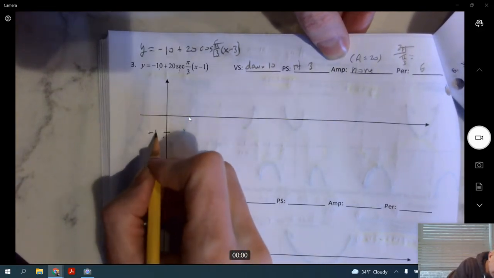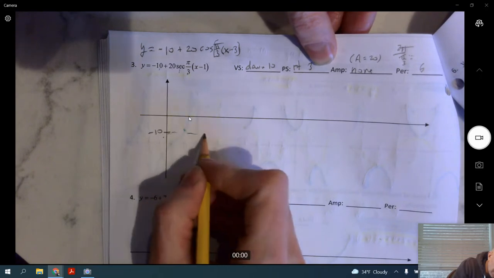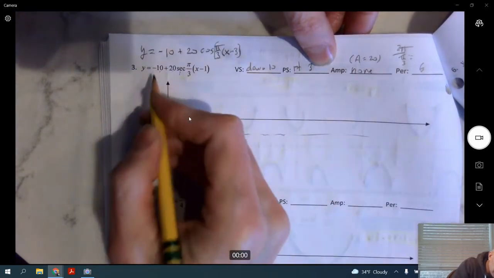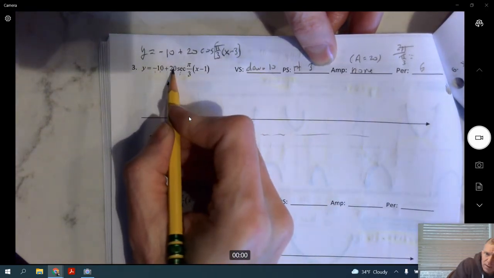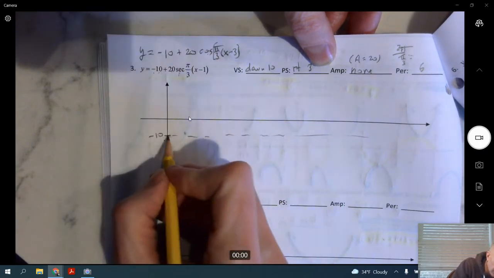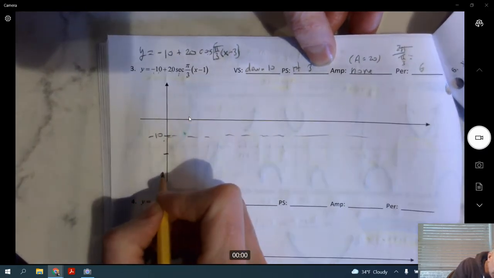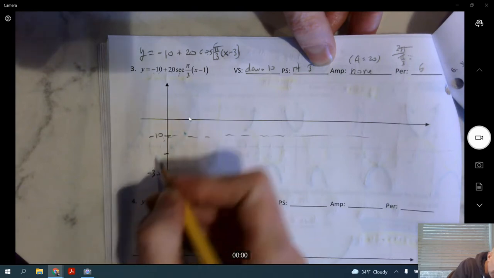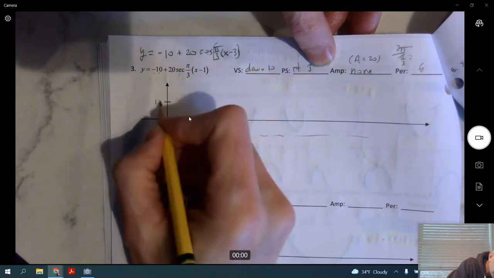Okay, so we're going to go down 10. All this negative 10. That's your wave axis, your vertical shift. And then from there, the a value is 20. So the amplitude of the cosine graph would be 20. So we're going to go down 20 to negative 30, up 20, which gets us to 10.